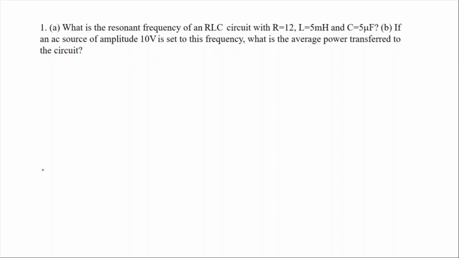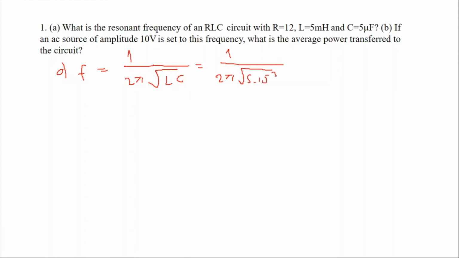Let's first find the resonant frequency. We know that resonant frequency f is equal to 1 over 2 pi square root of LC. And now let's plug in every term here. L is equal to 5 millihenry, 5 times 10 to the negative 3, and C is 5 times 10 to the negative 6, it's microfarad. In doing this calculation we are going to get approximately 101 Hertz. This is going to be the resonant frequency.